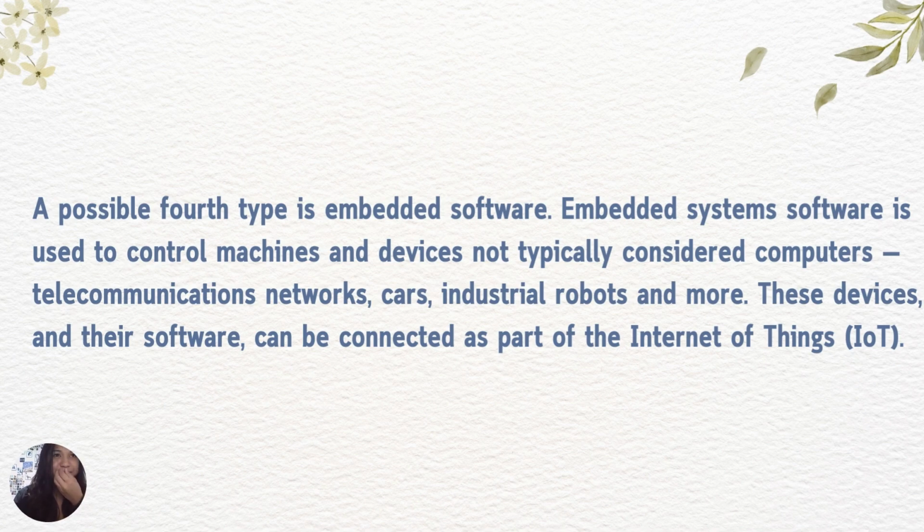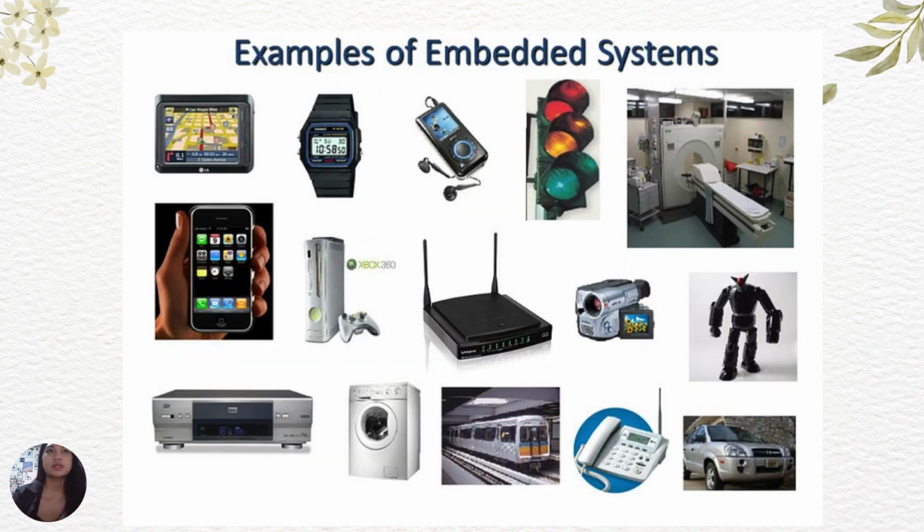Okay, the last type is embedded software. In embedded, I'm going to show you some examples of embedded software. It's system software used to control machines and devices not typically considered computers, such as telecommunication networks, cars, industrial robots, and more. These devices and their software can be connected as part of the Internet of Things.